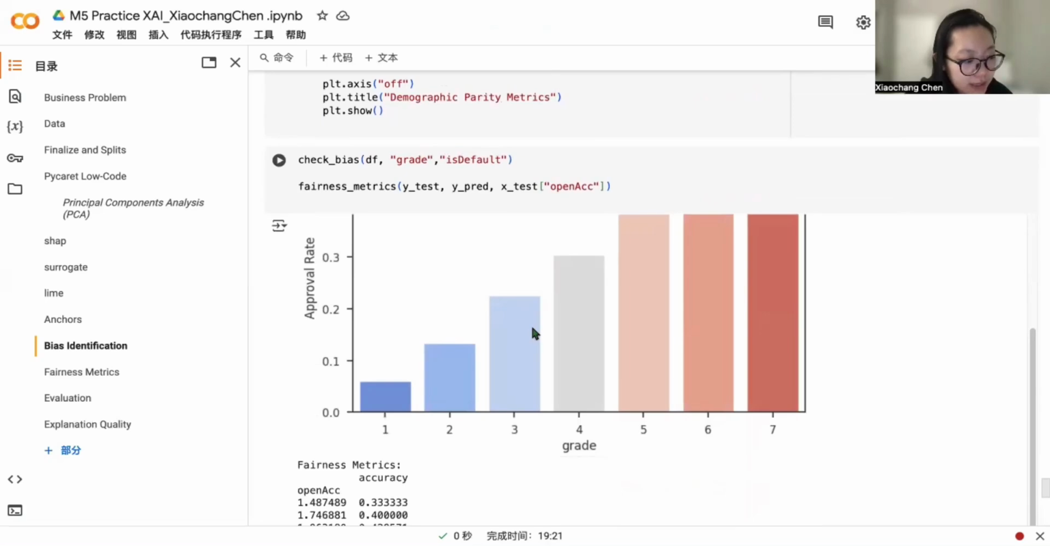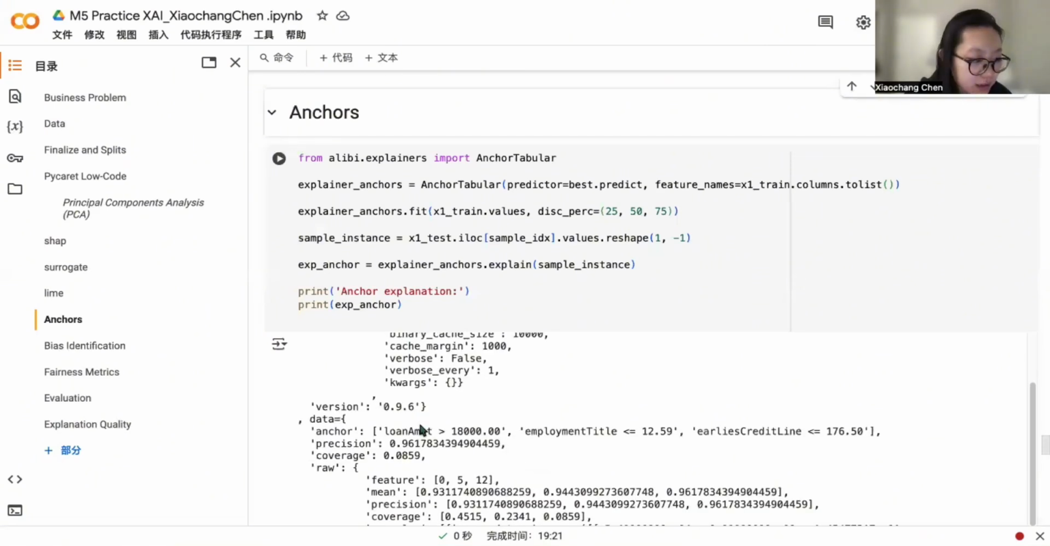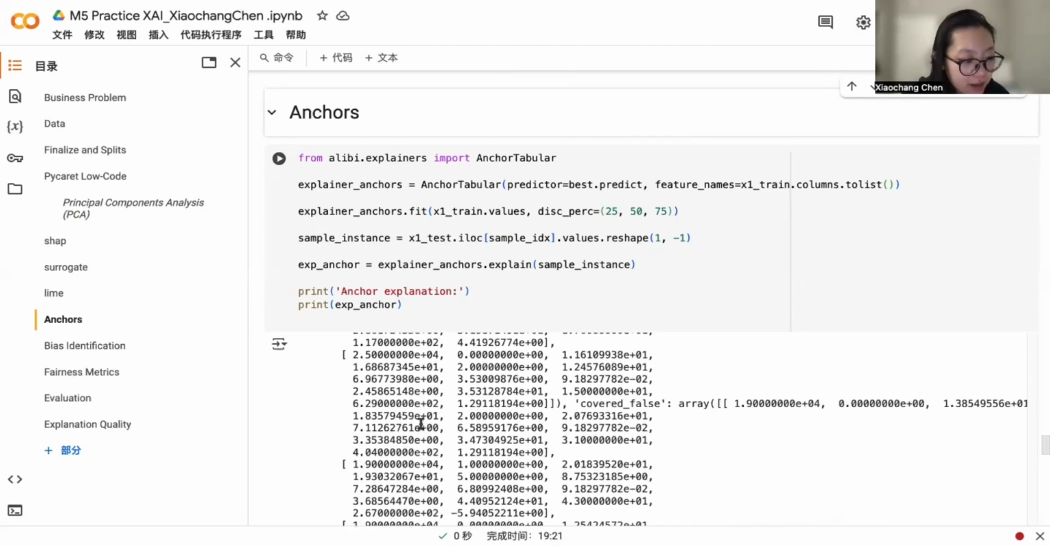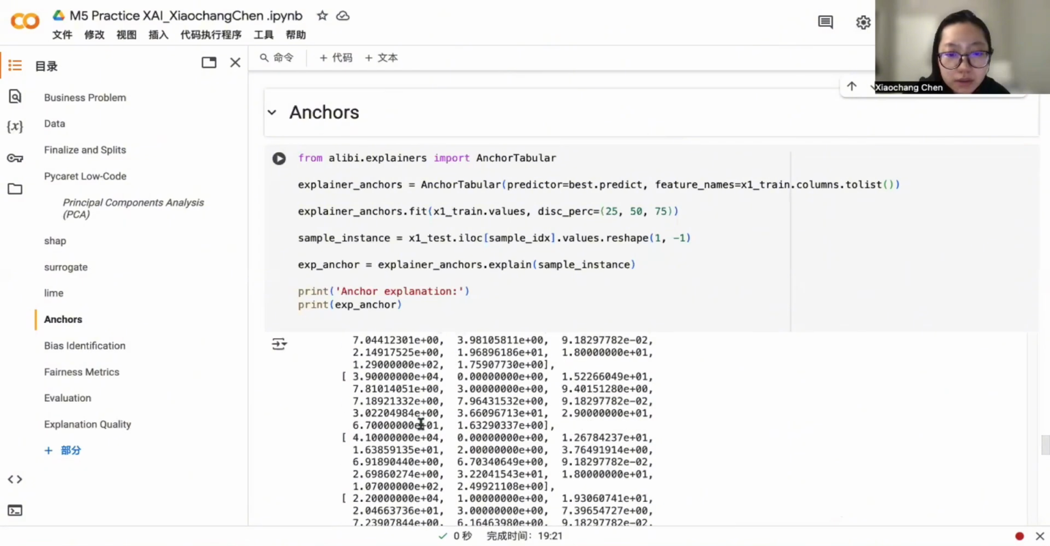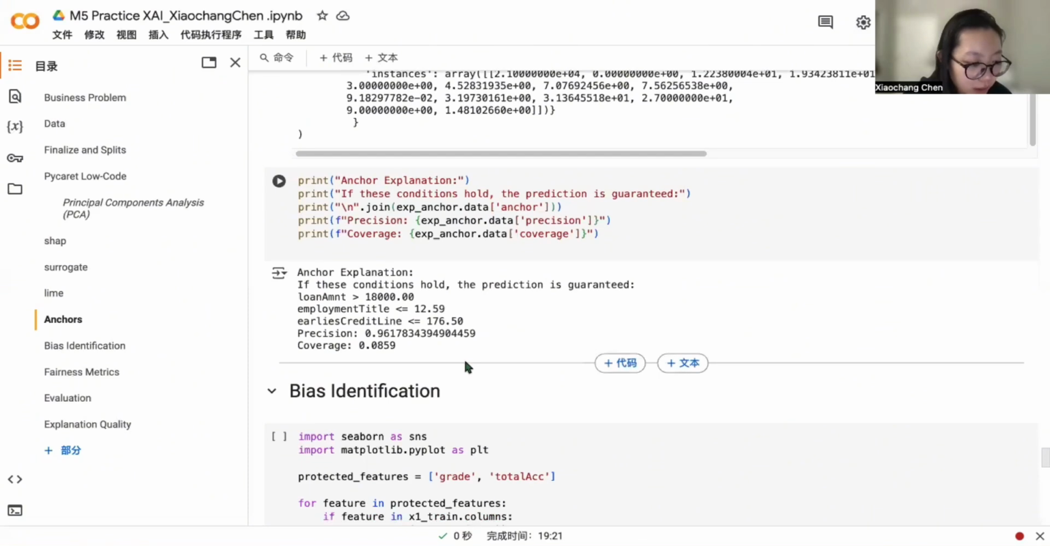Number four, anchor explanation. Does the model follow consistent rules? We also used anchors, a method to find patterns in higher risk borrowers. The model consistently flagged people as higher risk if they had a loan amount over 8,000, employment title smaller than 12, and early credit history smaller than 176. This means the model isn't considering a well-rounded financial picture. It's really relying heavily on just a few rules.